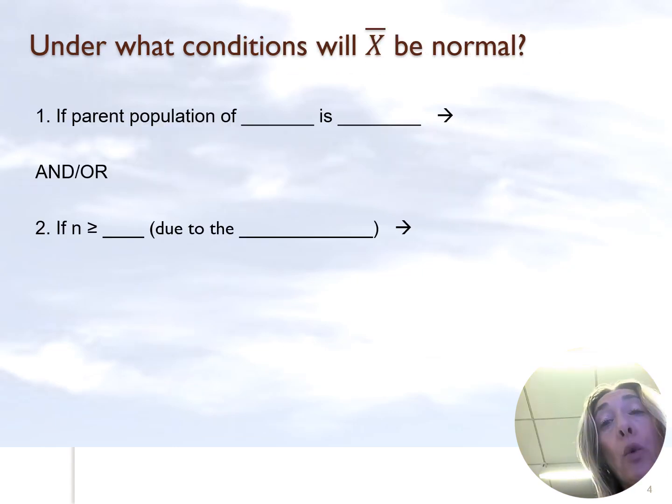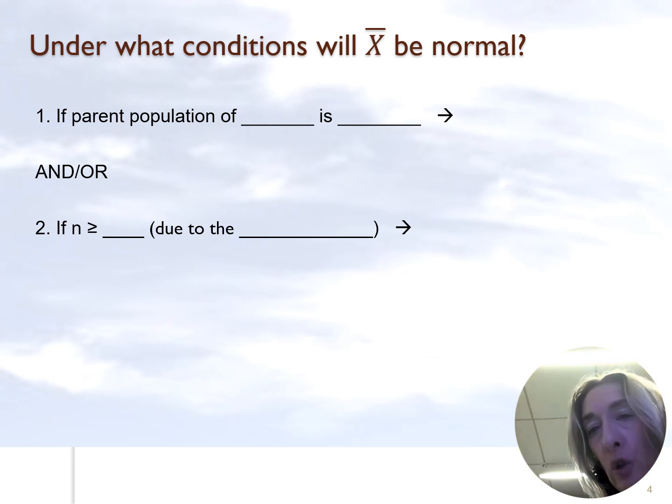Okay, now in order to standardize x bar, we know that it must be normally distributed in order to standardize it to a z random variable. Okay, the question is, under what two conditions will x bar be normal? These are the two, either one or both. If either one or both is true, x bar will be normally distributed.